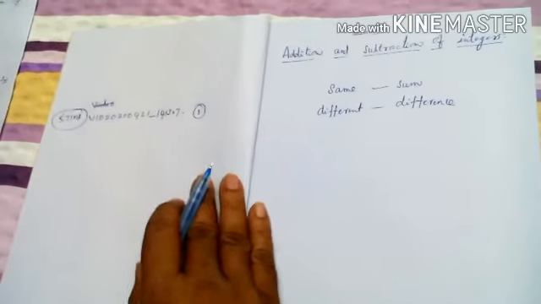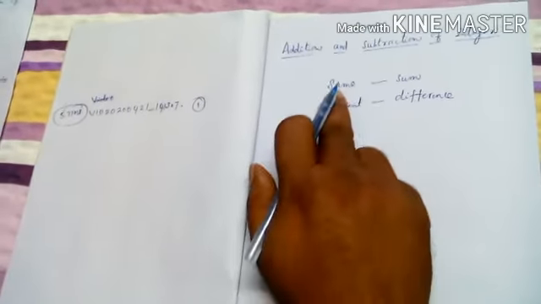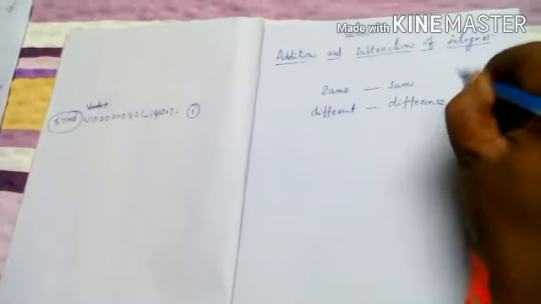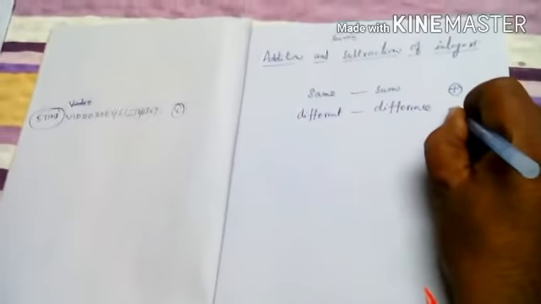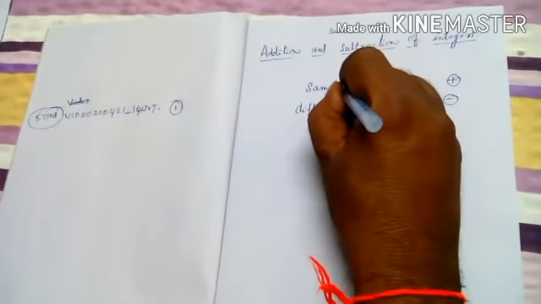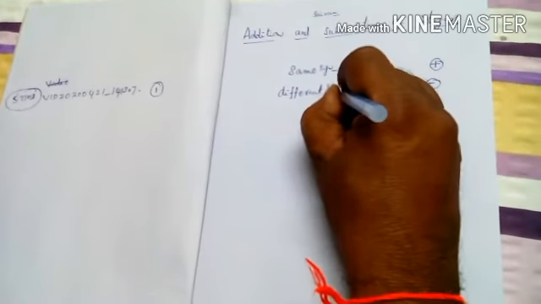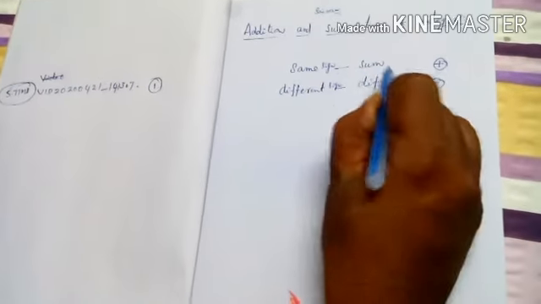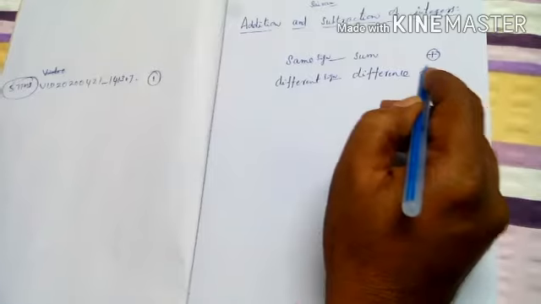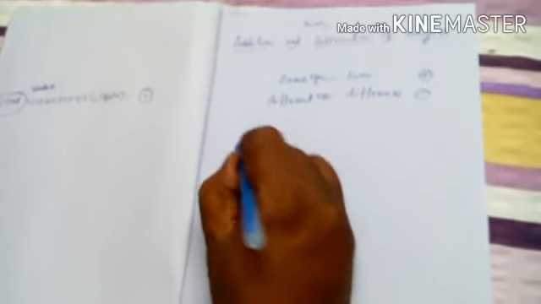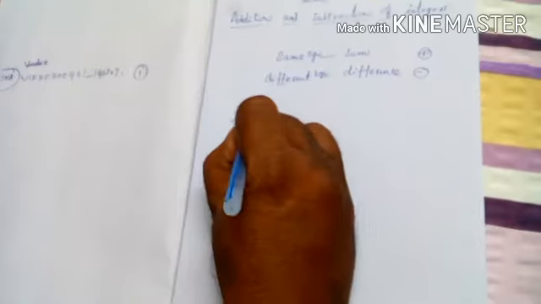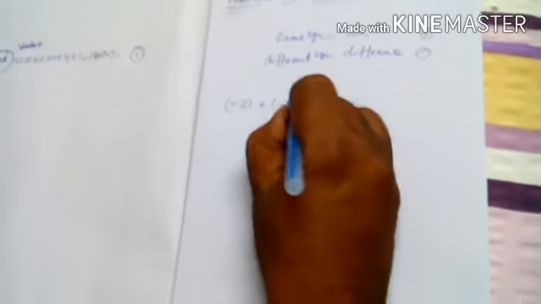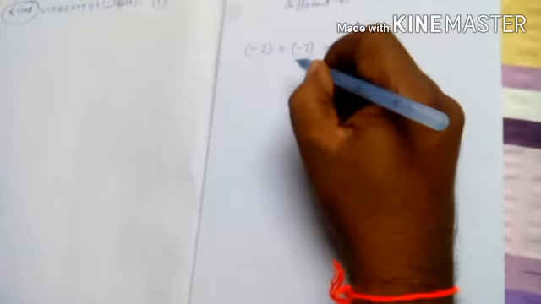Here is the important mnemonic: same sum, different difference. Same sum, in the sense, you know very well, plus symbol. Different, difference, minus. Same means same signs, different means different signs. Now this is very important. Same signs, sum; different signs, difference. Now I'll give one sum: -2 plus -7. What is the answer?